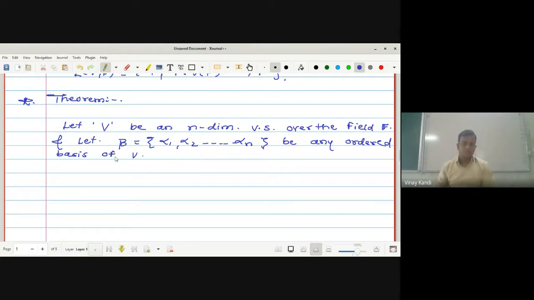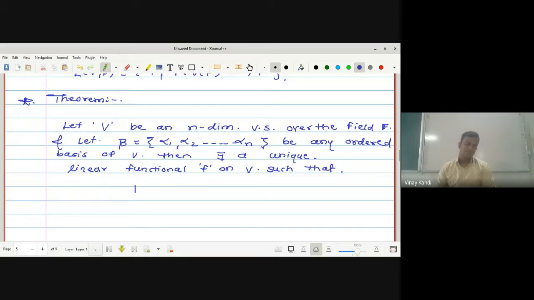Alpha 1, alpha 2, up to alpha n be any ordered basis of V, then there exists a unique linear functional f on capital V such that f of alpha i is equal to xi, where i runs from 1 up to n.